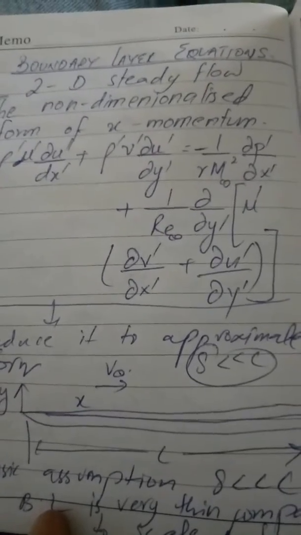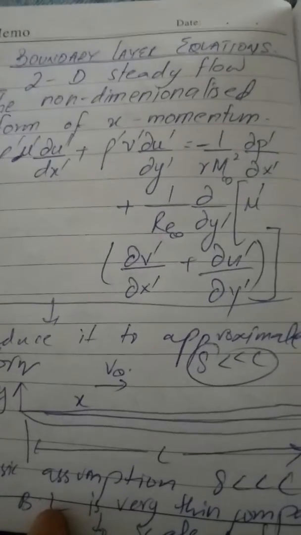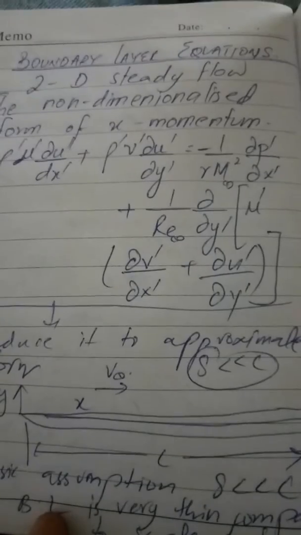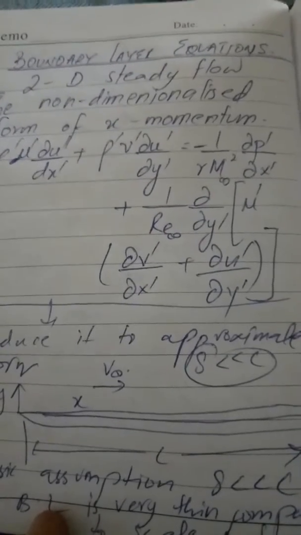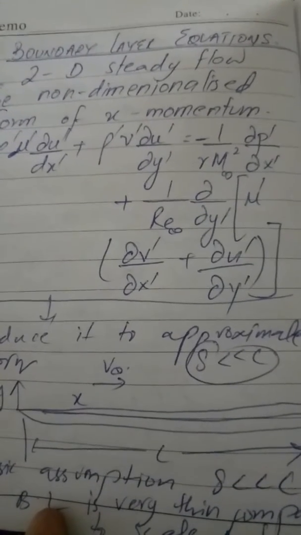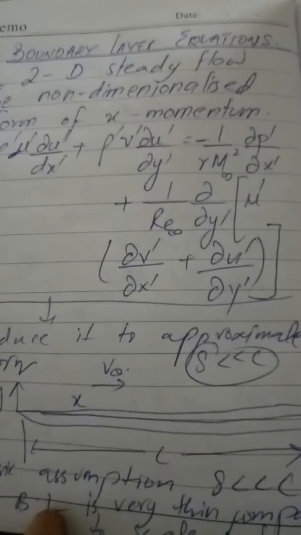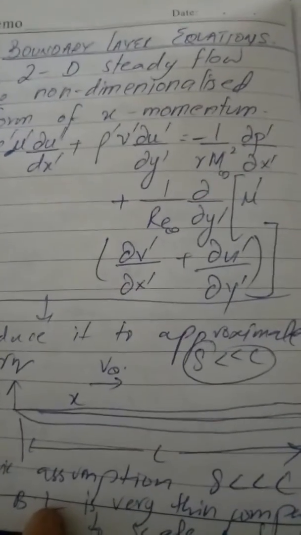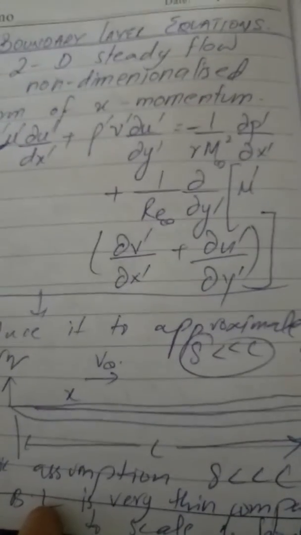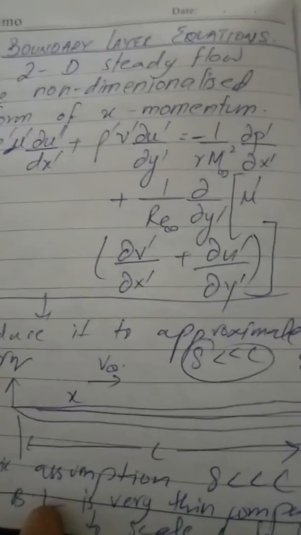is equal to minus 1 over gamma M infinity squared times the derivative of p prime with respect to x prime, plus 1 over Reynolds number infinity times the derivative with respect to y prime, taking in the velocity u and also mu prime, and yet again taking the derivatives in terms of x and y of v and u as well.